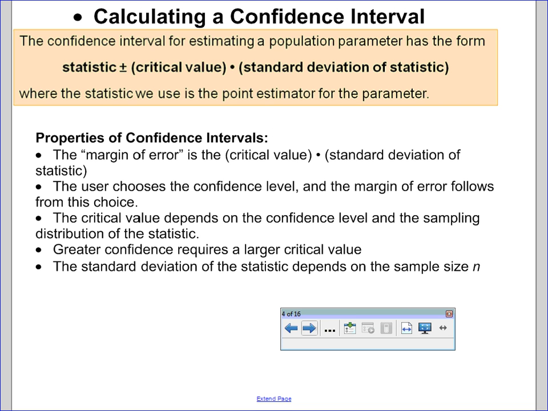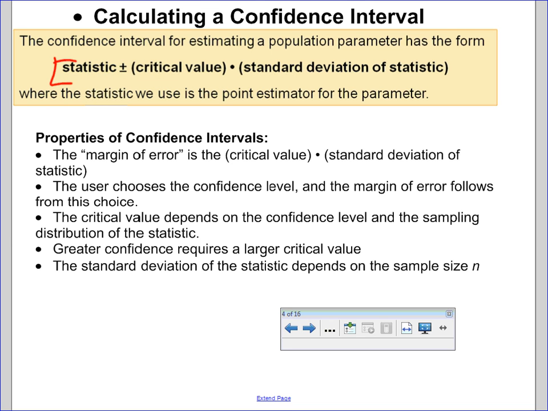All right. So, the basic gist of a confidence interval is it's the statistic plus or minus a critical value times the standard deviation of the statistic. And this is one that's going to go on the board next time.